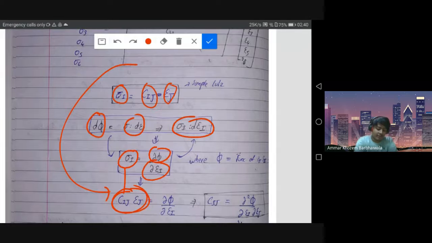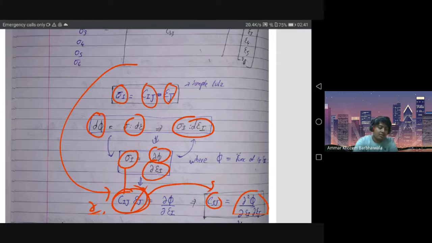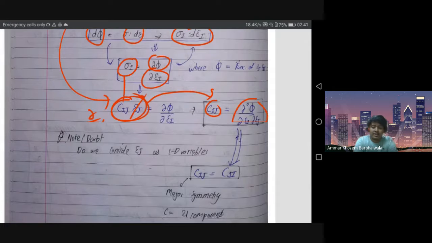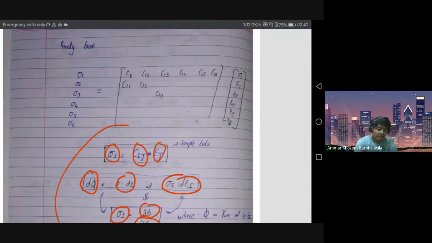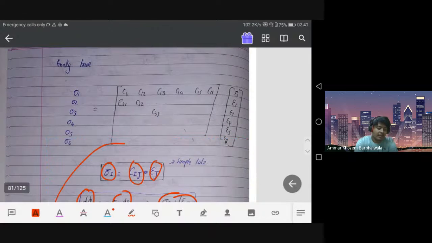Now I can differentiate this with respect to del epsilon_j. Epsilon_j would get cancelled and I'll get C_ij here, and this would be equal to del square phi by del epsilon_i del epsilon_j. So what we observe is that since these mixed derivatives are equal, C_ij would be equal to C_ji, and there would be a major symmetry. So from 36 components, with this symmetry in the C matrix, we now only have 21 components.